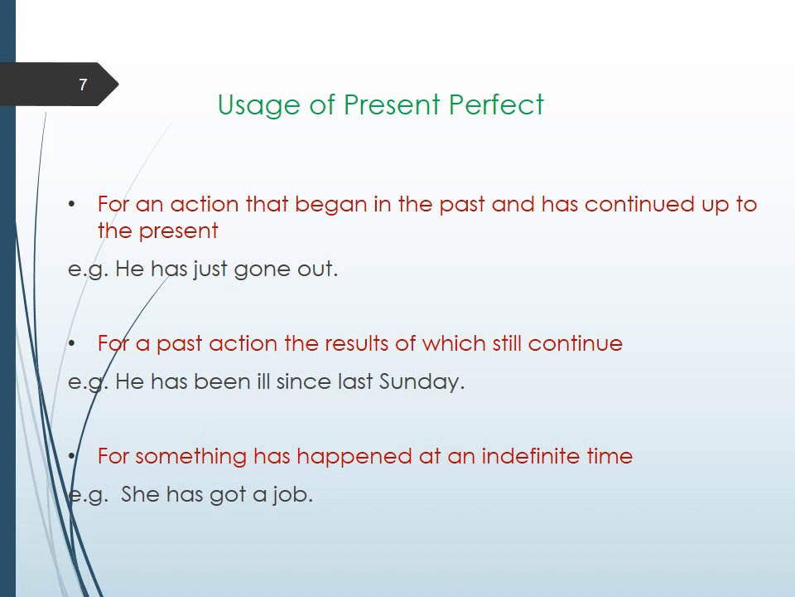Usage of present perfect tense. It is used for an action that began in the past and has continued up to the present. For example, he has just gone out. For a past action, the results of which still continue.